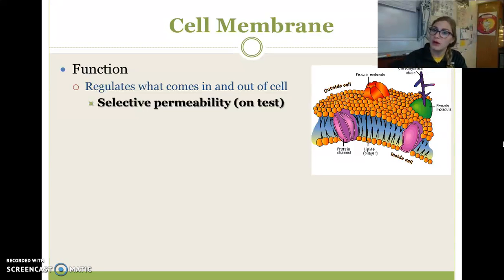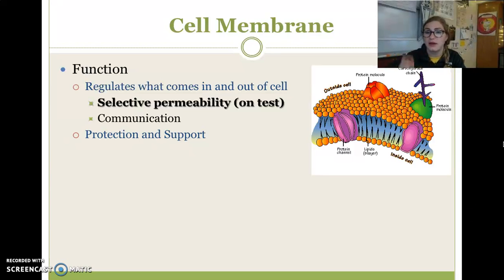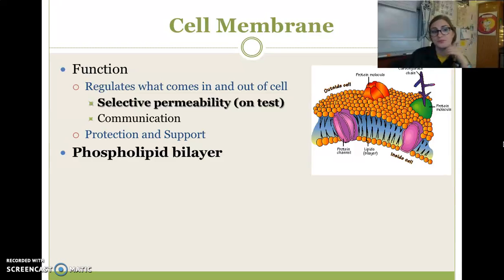So permeable means that some things can get through. So selective permeability, only a few things are able to get through. You need to know that for your test. So if you didn't catch what I said there, I would rewind it and listen to what I said about what selective permeability is. We also have your cell membranes communicating to each other. Protection and support, the cell membrane is there to make sure that the cell is nice and defined. It helps give a little structure to the cell so that the cell can do its job.